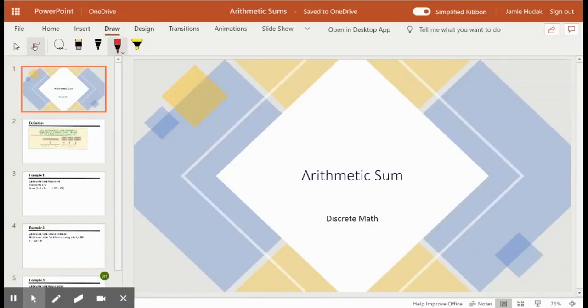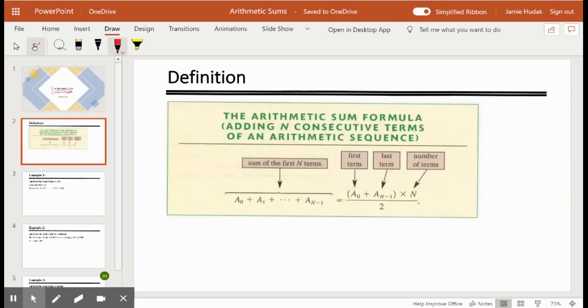Okay, so in this presentation, we're going to do arithmetic sums. And when we use the word arithmetic, that implies that we are dealing with linear models. So we just want to have those two phrases linked together. And if we look at the textbook's definition of an arithmetic sum, it says that if we are adding n consecutive terms of an arithmetic sequence, again, when we say arithmetic, that means that the terms of the sequence are from a linear growth model.